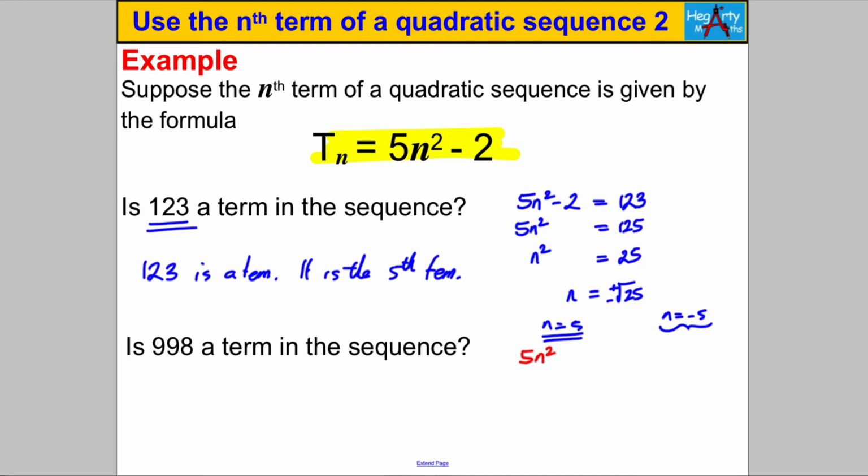We do 5n squared subtract 2 is equal to 998. We'd add 2 to both sides. 5n squared is therefore equal to 1000. We divide both sides by 5, n squared is therefore equal to 200.